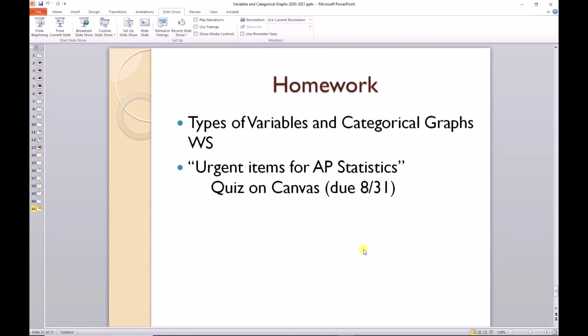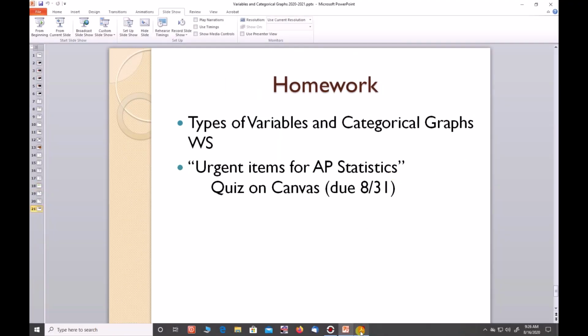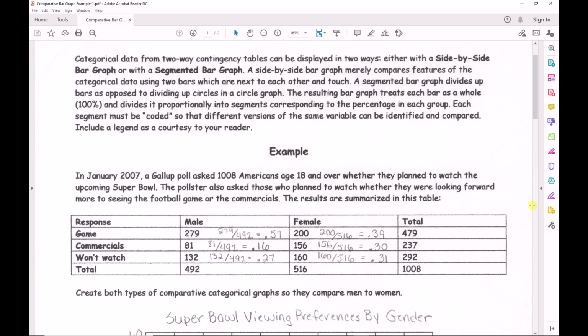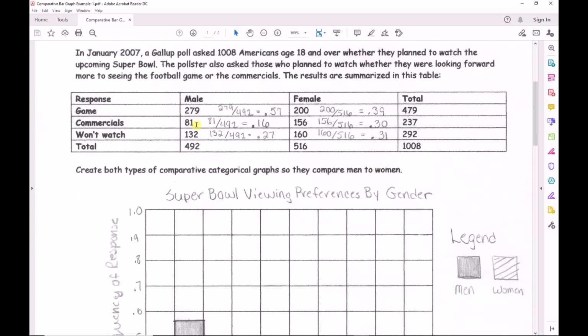So let's go on and look at this last thing I wanted to show you. This is an example that's in your packet, and it would be nice if we could just take class time to do it, but it's a little easier to do it in person than it is through virtual. So what we've got here is some data. It's categorical, and it has to do with the January 2007 Super Bowl. So they asked 1,008 Americans 18 and over if they planned to watch the game.